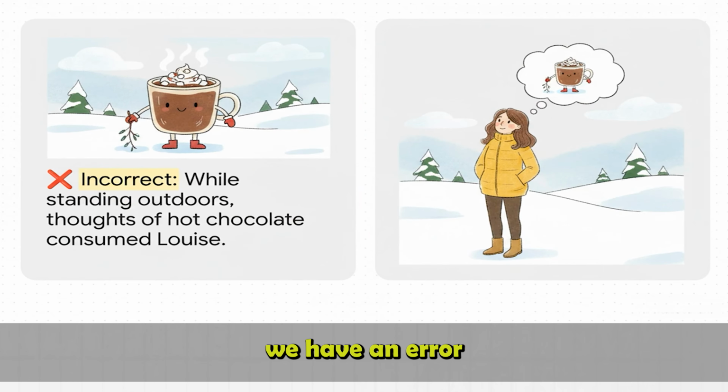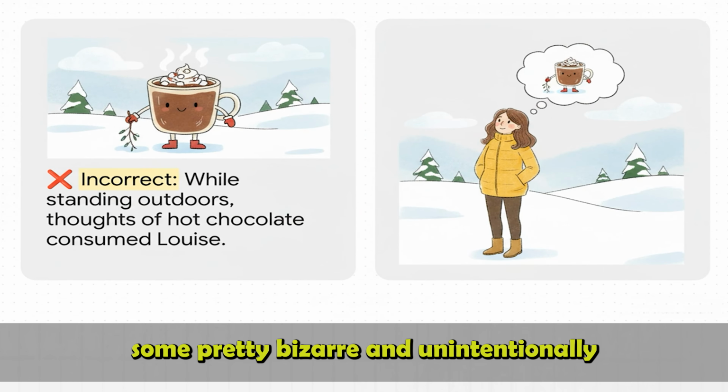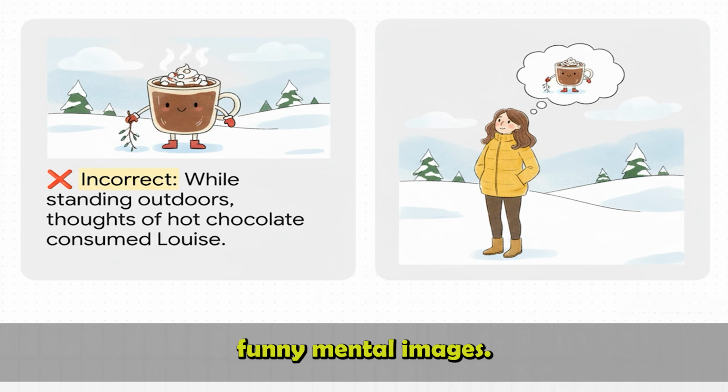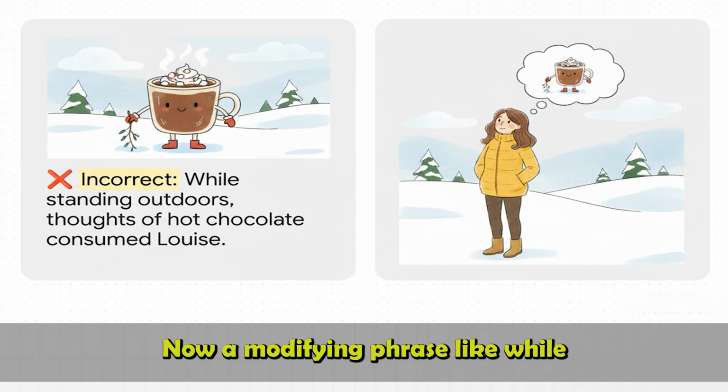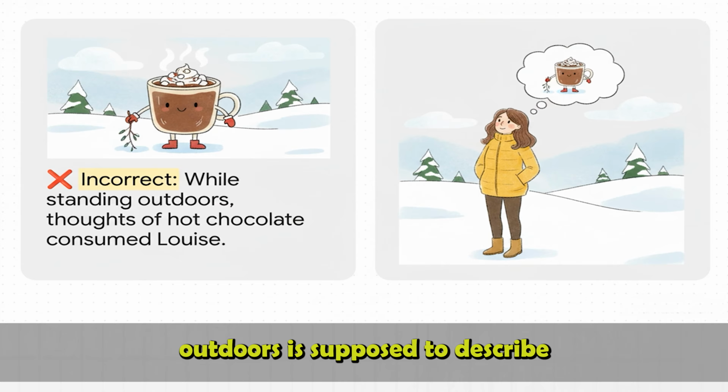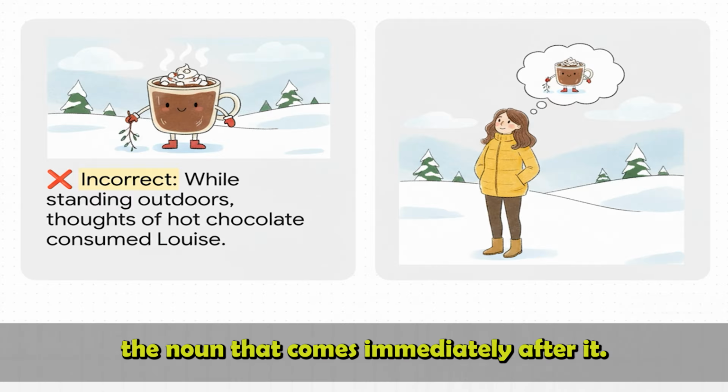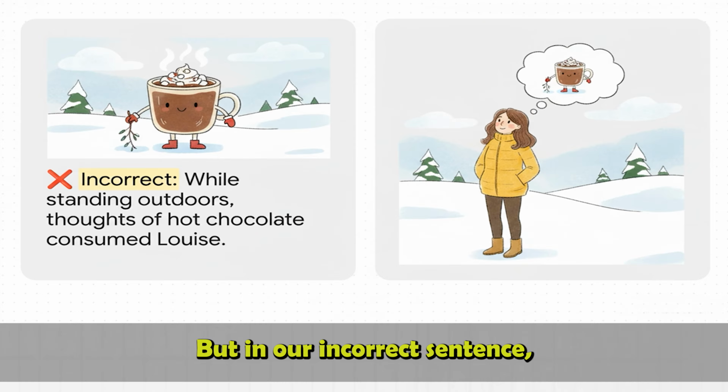And finally, we have an error that can create some pretty bizarre and unintentionally funny mental images. It's called the dangling modifier. Now, a modifying phrase, like while standing in the freezing outdoors, is supposed to describe the noun that comes immediately after it. But in our incorrect sentence, what comes next? Thoughts of hot chocolate. So the sentence is literally saying that the thoughts are standing outside in the freezing cold, which, of course, makes no sense.